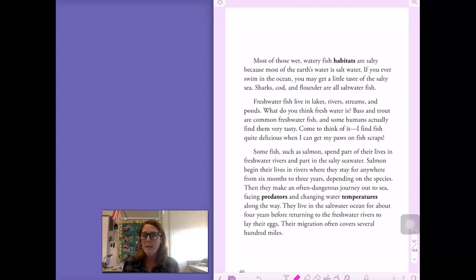Some fish, such as salmon, spend part of their lives in freshwater rivers and part in the salty seawater. Salmon begin their lives in rivers where they stay for anywhere from 6 months to 3 years, depending on the species. Then they make an often dangerous journey out to sea, facing predators and changing water temperatures along the way. They live in the saltwater ocean for about 4 years before returning to the freshwater rivers to lay their eggs. Their migration often covers several hundred miles.